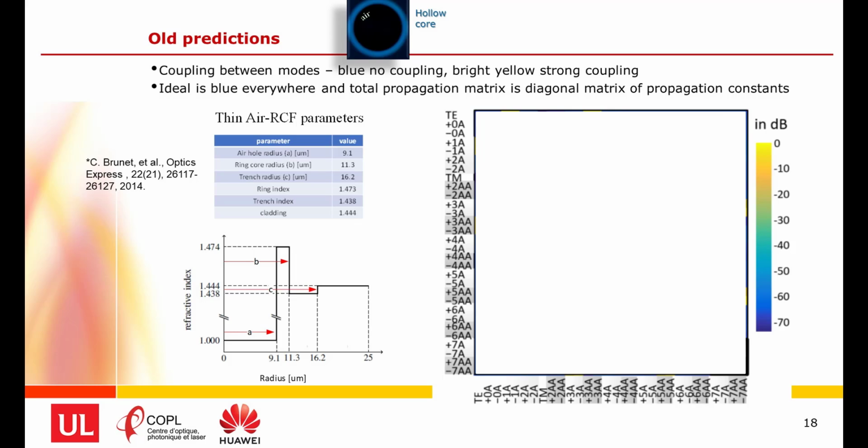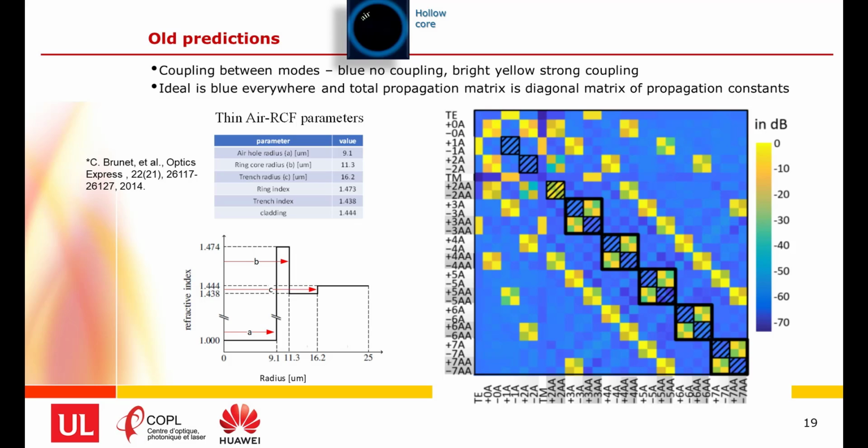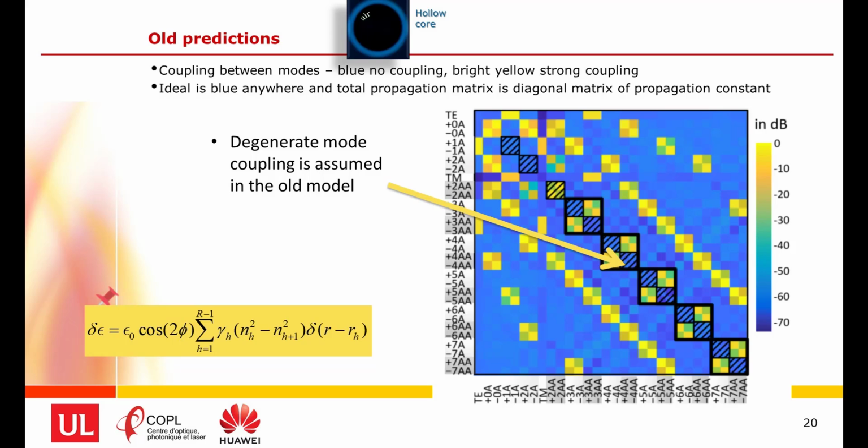Blue means there's no coupling. Bright yellow means there's significant coupling. And ideally, you would like to have blue everywhere and just yellow on the diagonal for an identity matrix. So this was the simulation of this fiber, which was produced earlier. And you can see, of course, the behavior is much more complex than an identity matrix. So I've highlighted in darker orange some of the things I'd like to point out.